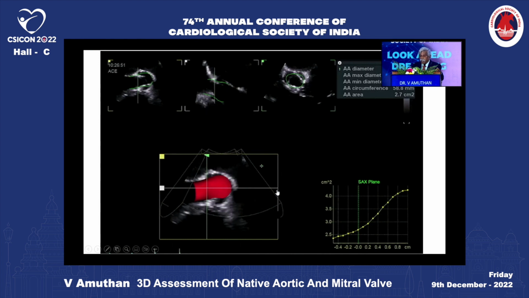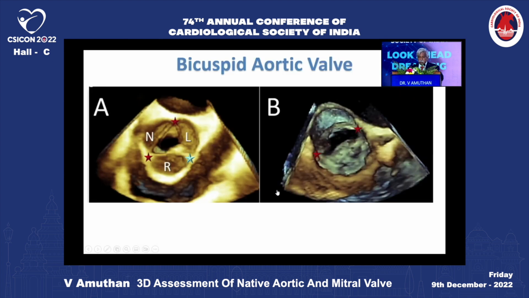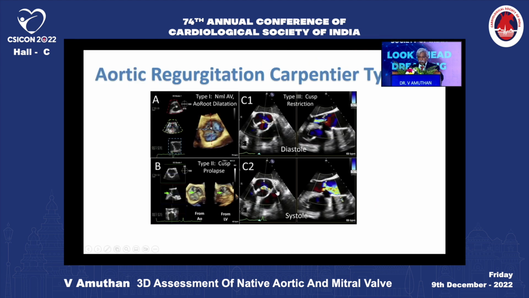The aortic root diameter can be measured, the maximal diameter and minimal diameter, and you can find that this aortic annulus is not typically a circle, it may be oval, so that you have maximal diameter as well as minimal diameter. And this is the bicuspid aortic valve.